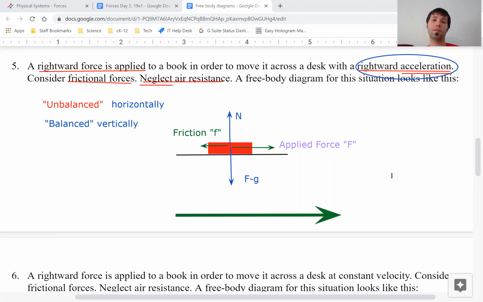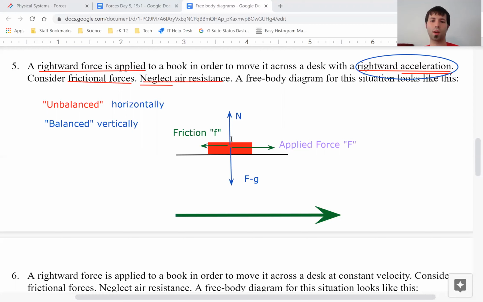Okay, so now this might be a little confusing, but if you just slowly think about each force, it should be okay. So a rightward force is applied to a book. I got my rightward force to move it across the desk with rightward acceleration. So is there rightward acceleration? Well, if I add this big arrow minus the small arrow, I still have a little bit of force to the right. So yes, that's right.